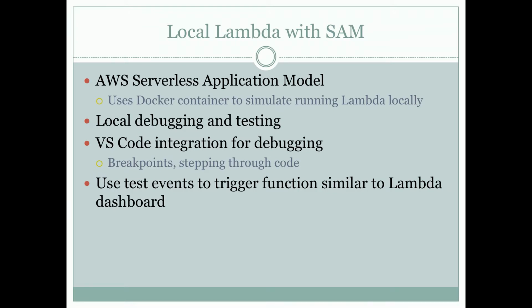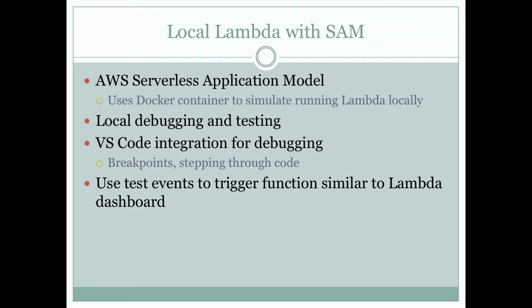Use it for local debugging and testing, and then I use VS Code for the integrated debugger, so I can step through my code. When we first started using Lambda at work, we never had a way to step through code. We'd console log everywhere and then check the logs and see how it works. But with VS Code and SAM, I can actually pause, set breakpoints, all that kind of stuff, and I can demo that too. The way it works locally is you create your test events as a JSON file, and then it's essentially the same thing as running it in the console.